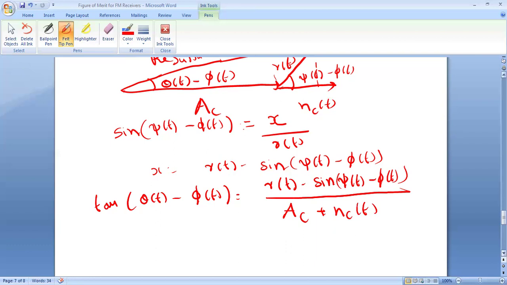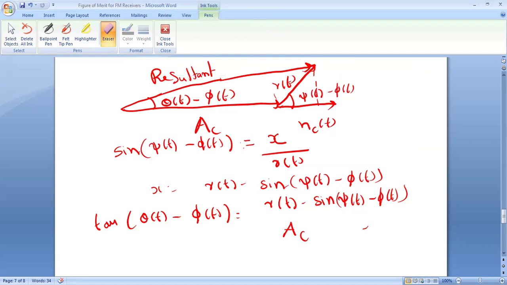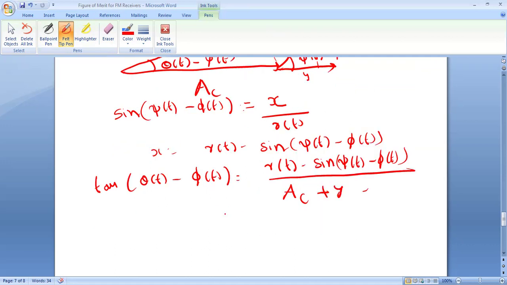But instead of this, we can replace this nc of t with another component also. Why? Because what is required? nc of t is the in-phase component. Let us call this nc of t as y again, because we are representing in terms of x and y. We told this is x, this is y. So here Ac plus y. What is y? y is the adjacent side. So cos of psi of t minus phi of t equals y by r of t.